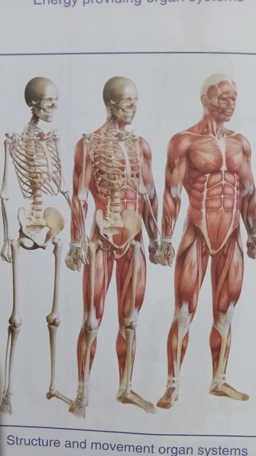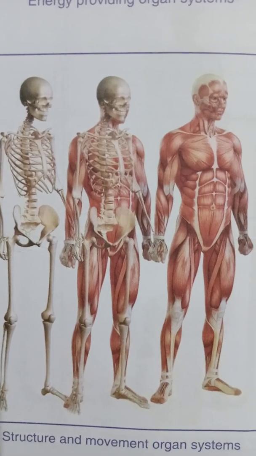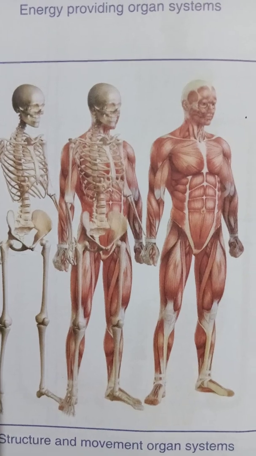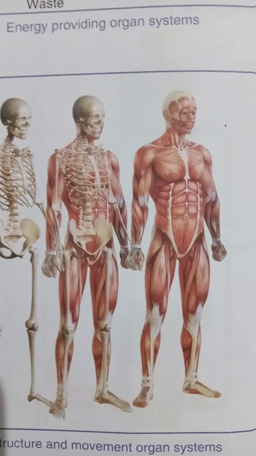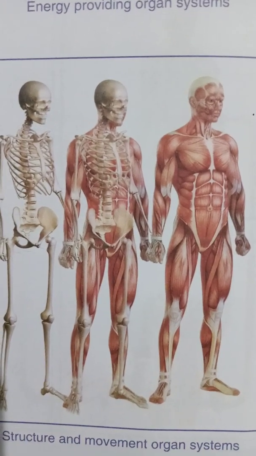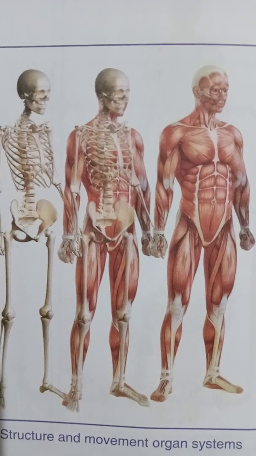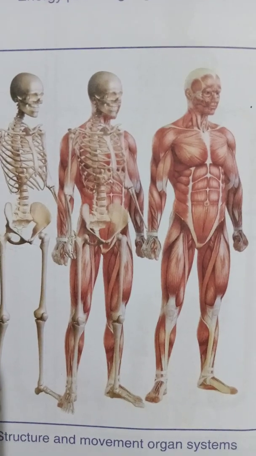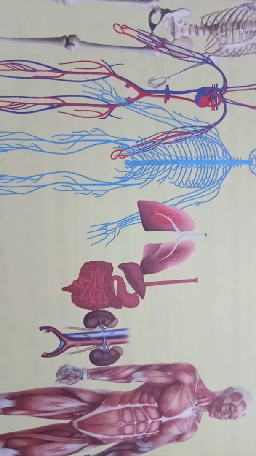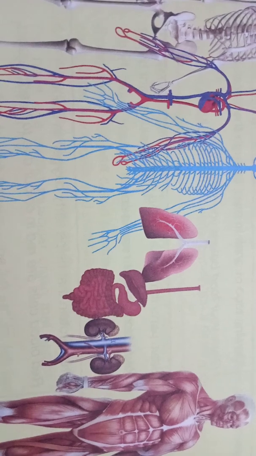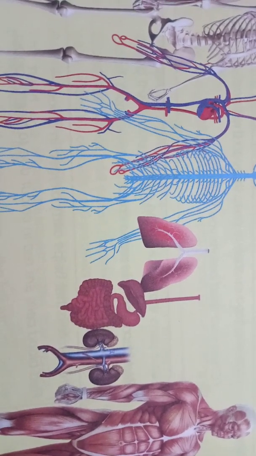Children, the skeletal system and muscular system provide safety to our internal organs, and they also aid in the movement of our body. Children, all of these organ systems are controlled or monitored by the nervous system.